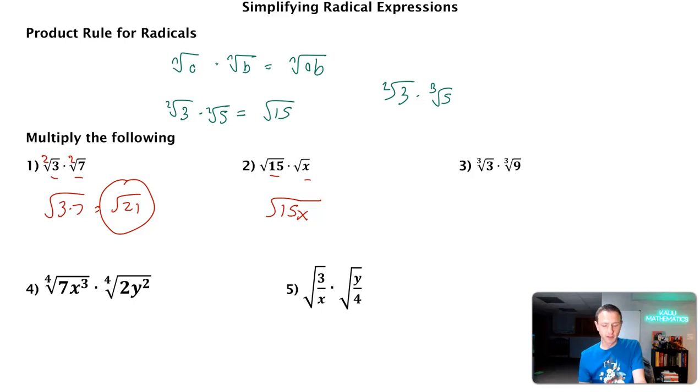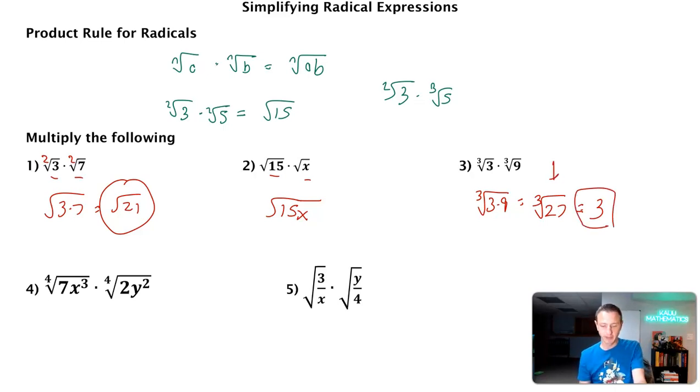Number 3, the cube root of 3 times the cube root of 9. So these are both index of 3, so the cube roots. So I'm going to do the cube root of 3 times 9. 3 times 9 is 27. The cube root of 27, though, we could evaluate, because the cube root of 27 is 3, because 3 times 3 times 3 is 27. So I could take the cube root of 27.